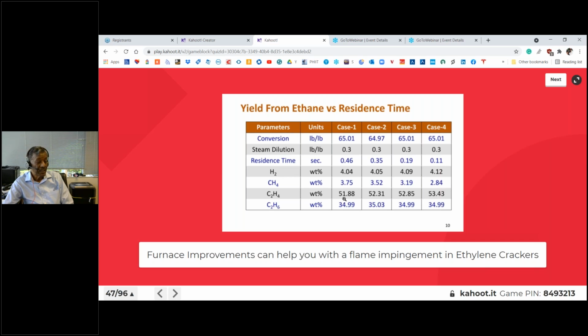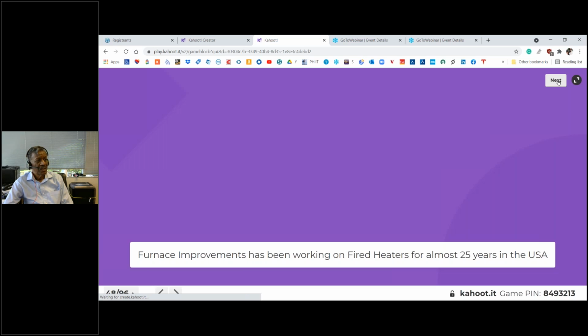Also, if you are looking at something over here, you can see from 0.46 residence time, when we reduce the residence time to 0.11, we get almost like 1.5 to 2% better yield of ethylene. So these are some of the things. That's why industry has moved to lower residence time. We will cover this in our next class, more on the residence time.